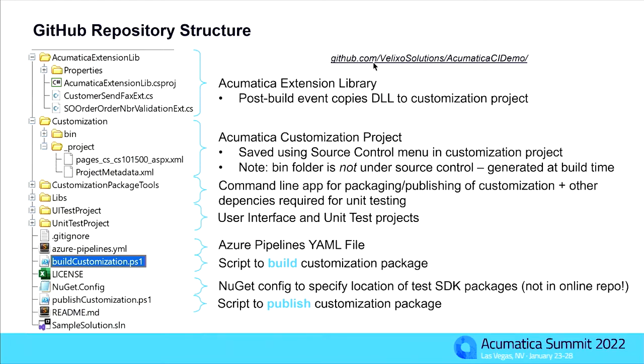I have two PowerShell files, build customization and publish customizations. PowerShell is basically a batch file, a fancy batch file. It just so happens that it's easier to run PowerShell scripts than it is to run batch files from Azure Pipelines. But it's a one-line file that you have in there. The NuGet config is how I'm telling Visual Studio where to pull the dependencies for the test framework.